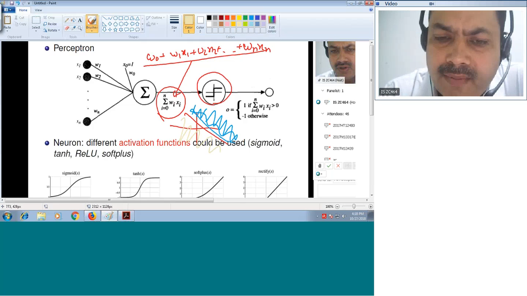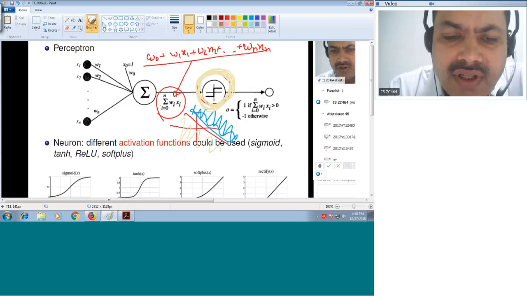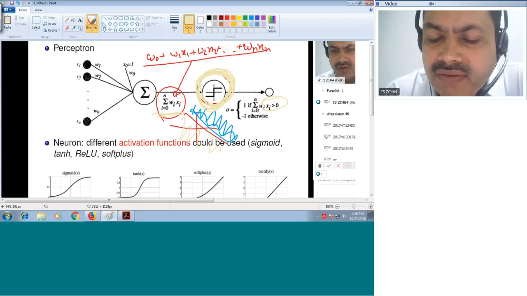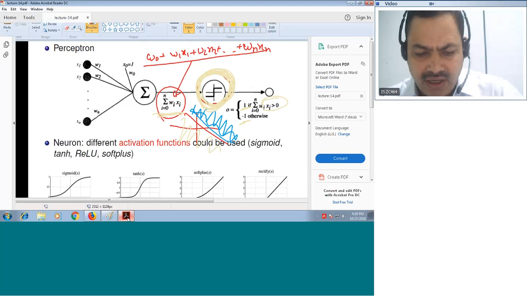So to do the classification, you need something to find out whether it is greater than 0 or less than 0. If this computed value is greater than 0, then you say the output class is 1, otherwise the class is minus 1: positive class, negative class. That's it. Very simple equation. All right, so let's come back over here.